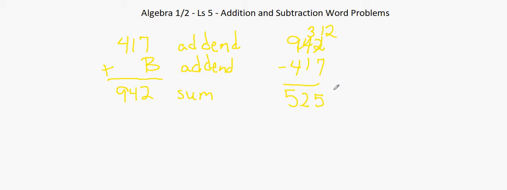525 is what I get for my other addend. And how could I check this? You could plug it in here and make sure it adds up. And it will.